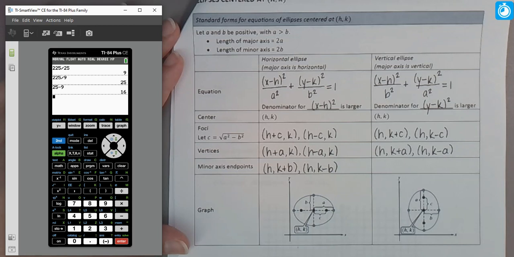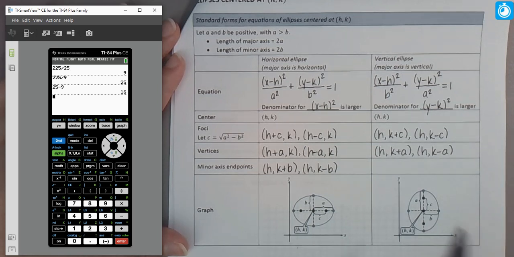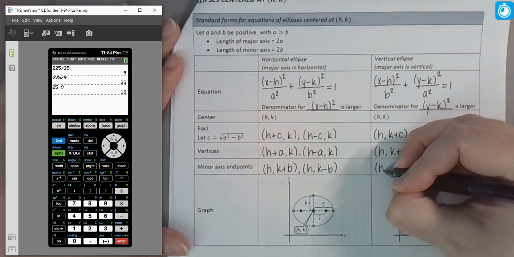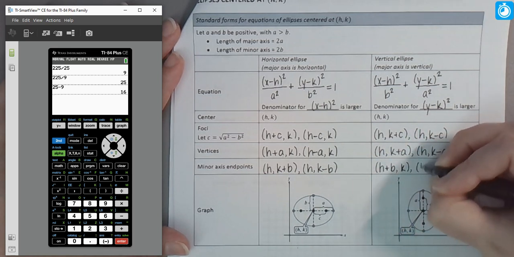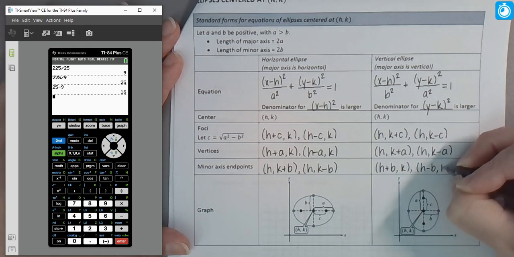So notice as we transition from something that's along the major axis to something that's along the minor axis, we're changing the other coordinate, one versus the other. So when we're looking at a vertical ellipse, a vertical major axis, that means our minor axis is going to be horizontal, which means we're going to hold our y coordinate constant and then add to x and then subtract from x away from that center. So h plus b, comma k, and then h minus b, comma k.